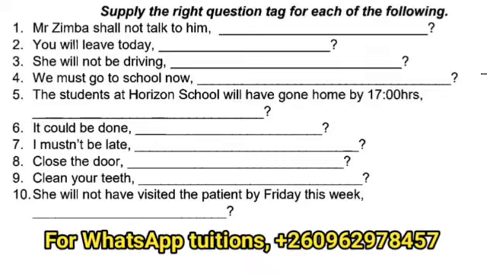Won't they? Number 6, it could be done. So what could be the question tag there? First of all, you have to choose the word to use. Do you use the word done? No. Do you use the word be? No. Do you use the word eat? No. Use the word could. You write the word could.